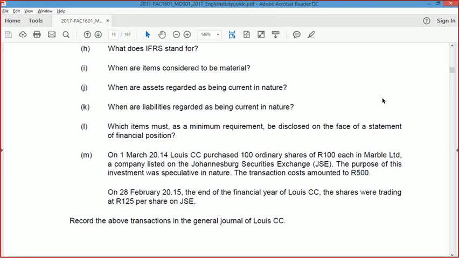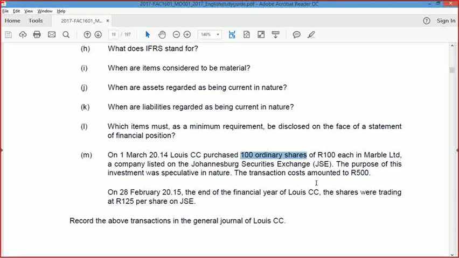I said 100 ordinary shares of 100 Rand each. Good. This should be standing out. Ordinary shares. So what is it? Asset, liability, income, expense, capital, drawings? Asset. Good. Why? Because you own the shares, so it's a resource. Exactly. Well done. You own the shares, so it's an asset because it meets the definition of a resource. I'm happy with that.